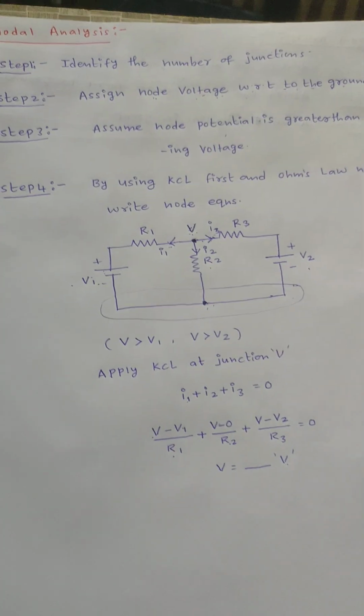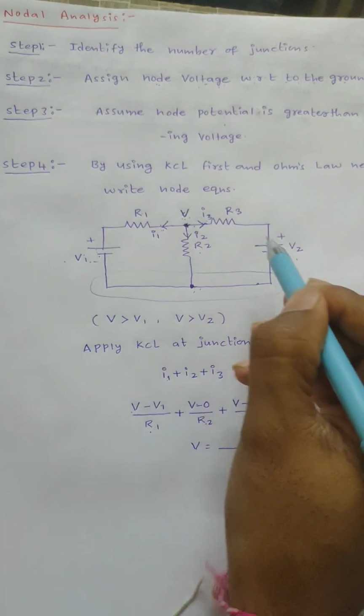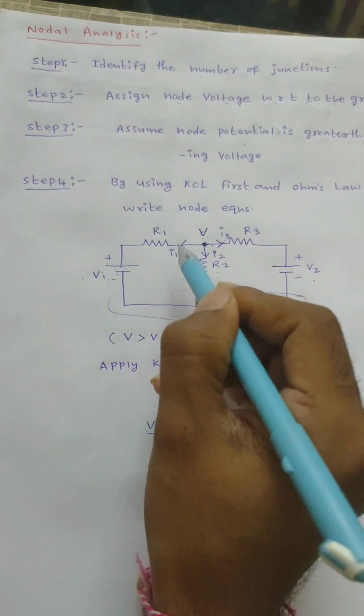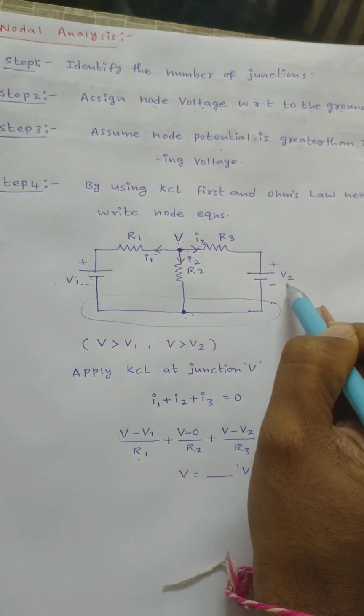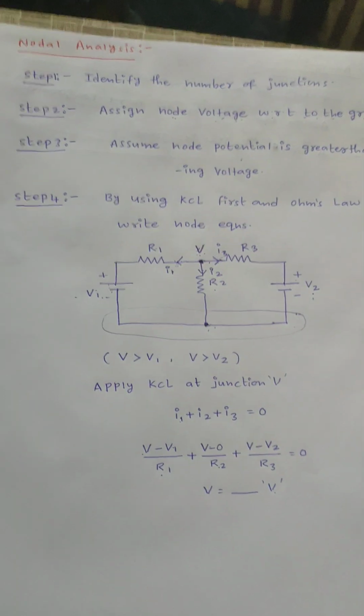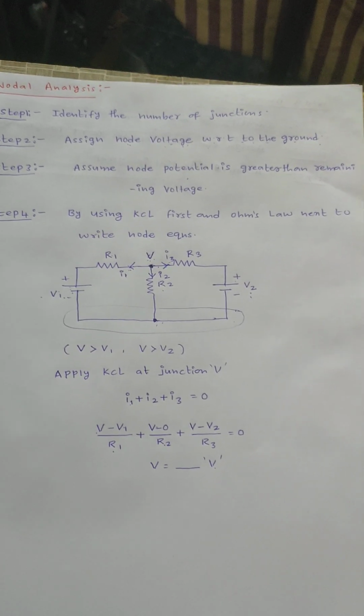In this way we can calculate the current flowing through any resistor or through any voltage source also. The current flowing through this voltage source will be I1. Similarly, the current flowing through the second voltage source is I3. In this way we can calculate the current flowing through any branch by using nodal analysis.